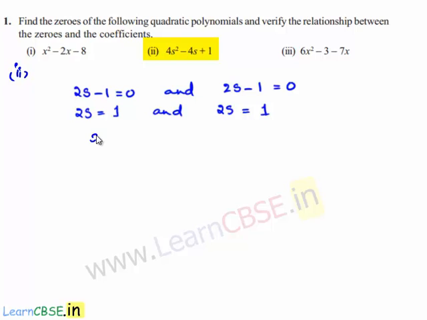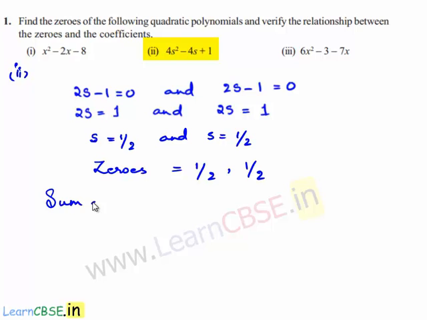Therefore s is equal to 1 by 2 and s is equal to 1 by 2. The zeros of the polynomial are 1 by 2 comma 1 by 2. So the sum of the zeros is equal to 1 by 2 plus 1 by 2, which is equal to 1.